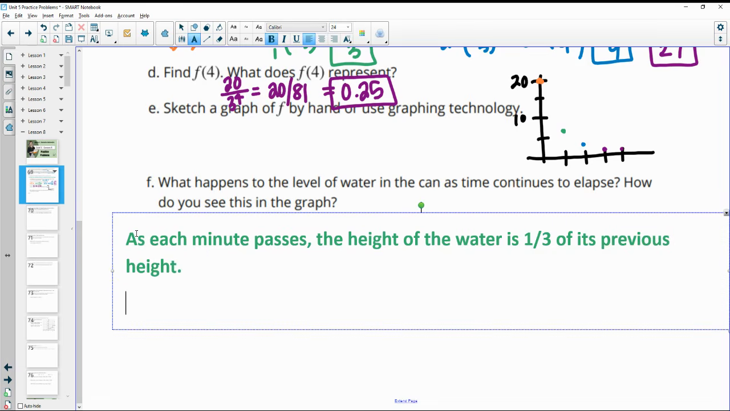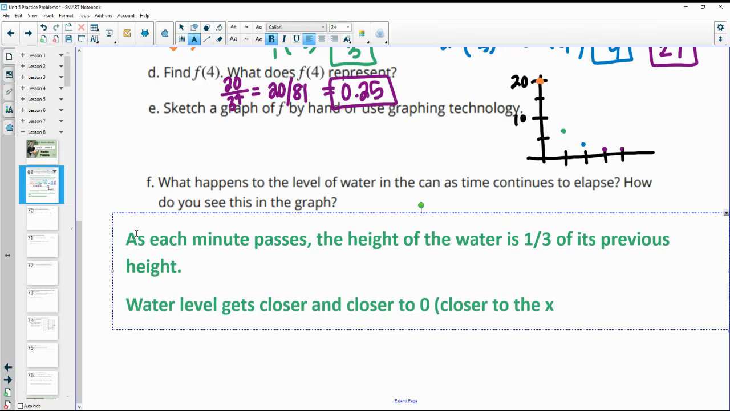You could say the water level gets closer and closer to 0, meaning closer and closer to the x-axis. So closer to the x-axis over time. However you want to say that, or if you have a different way of saying it, it's just decreasing by 1/3 of the previous one, getting closer and closer to 0, or closer and closer to that x-axis.